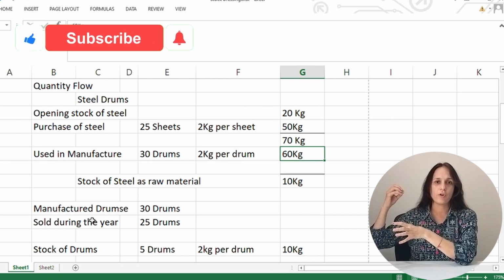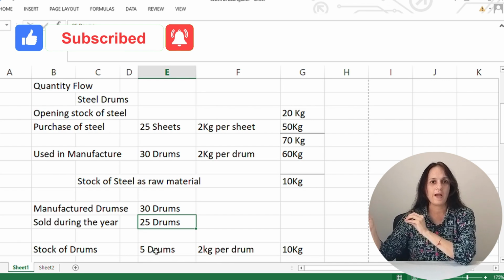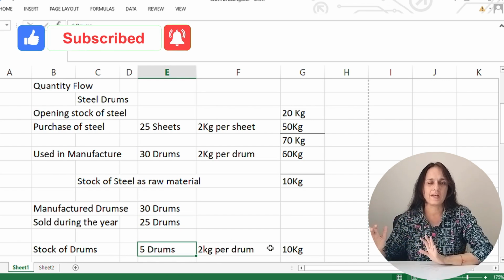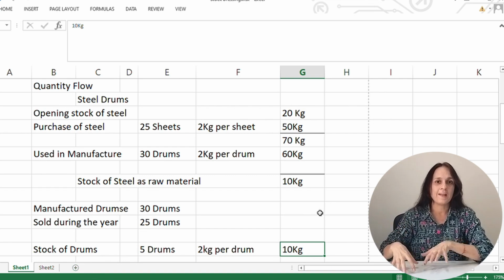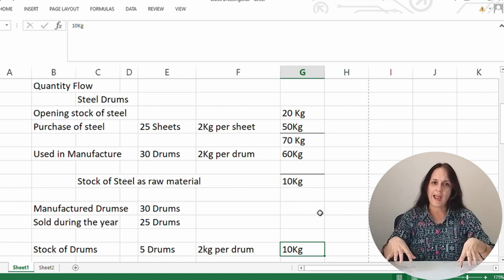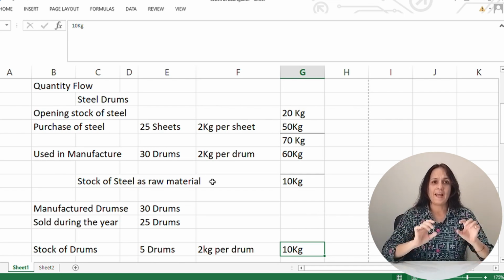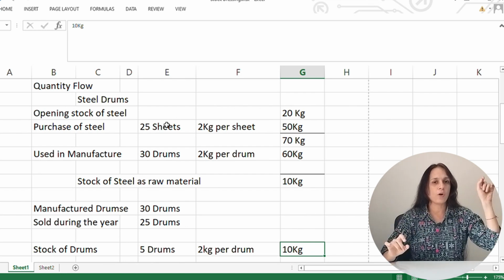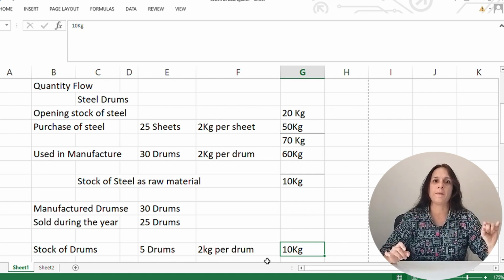Out of 30 drums, for example, you have sold 25 drums, so I have 5 drums. 5 drums into 2 kg each means 10 kgs. So if this arithmetic is made this simple, you just apply the rates and things become very easy for you. So it is very important that at every stage, my quantity flow is tracked in the same measurement pattern.